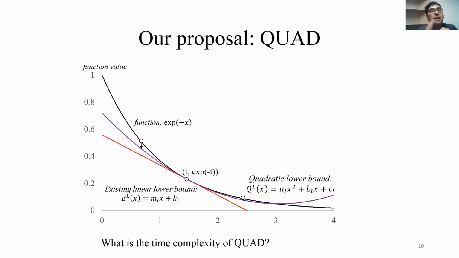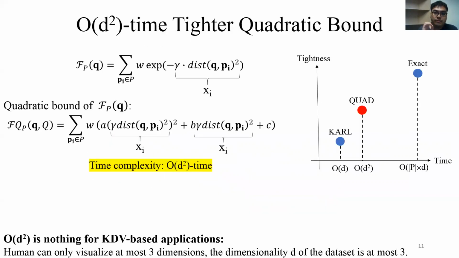That's why we need this paper, called QUAD. Instead of using the linear line to approximate this exponential function, we use the quadratic function to approximate these exponential functions. And you can see that this quadratic function can be much tighter compared with this linear line. Then you may ask, yes, this is good because the bound is tighter, but what is the time complexity of QUAD? If it is very time consuming, then it's still not useful. That's why we focus on the time complexity here.